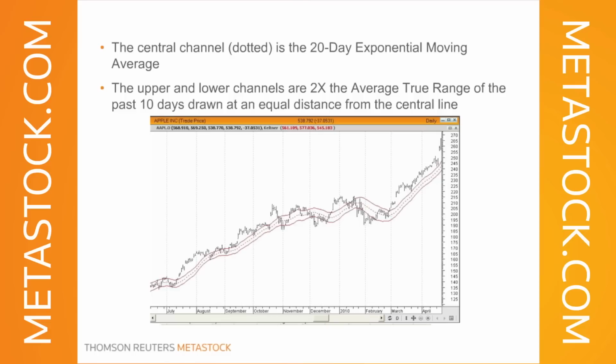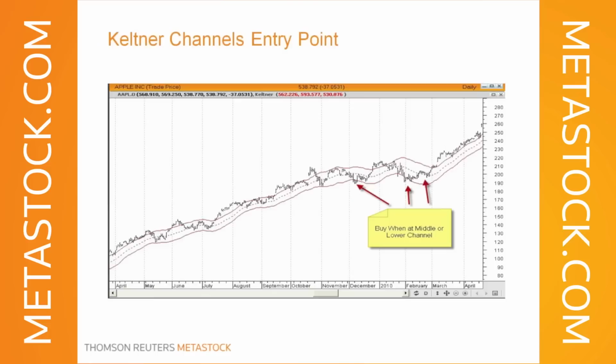In case you're not familiar with the Keltner channel, it is very, very simple. It's a 20-day exponential moving average, and that's what you get with your middle line. In this case, I've got a dotted middle line. And 2 times the average true range added is the upper channel, and 2 times the average true range subtracted from the middle channel would be your bottom channel. So that's what a Keltner channel is.